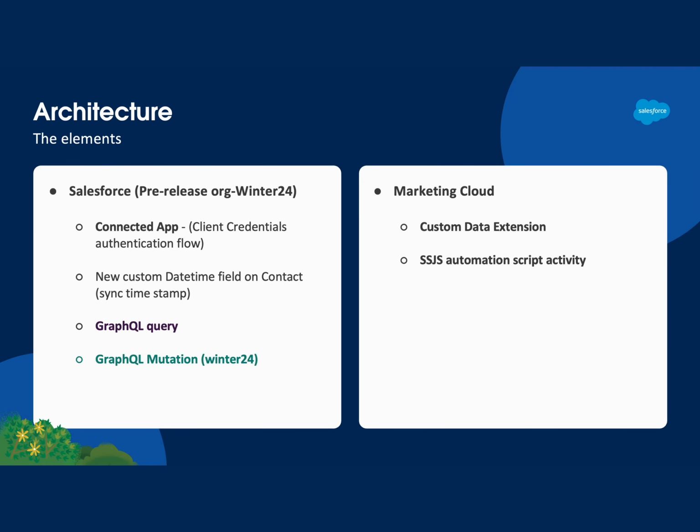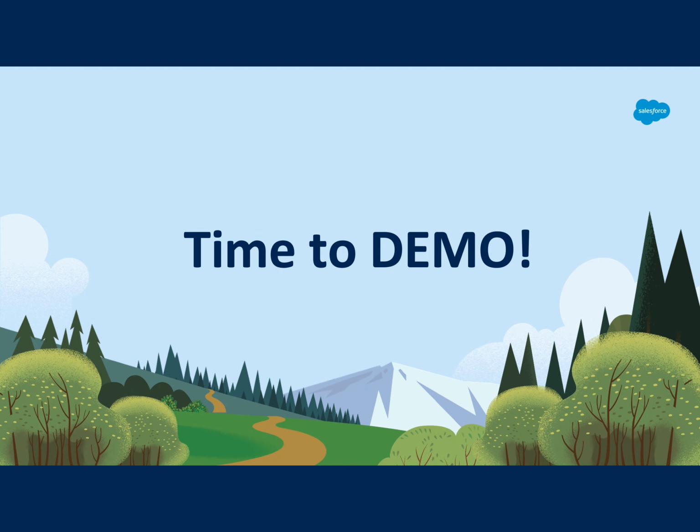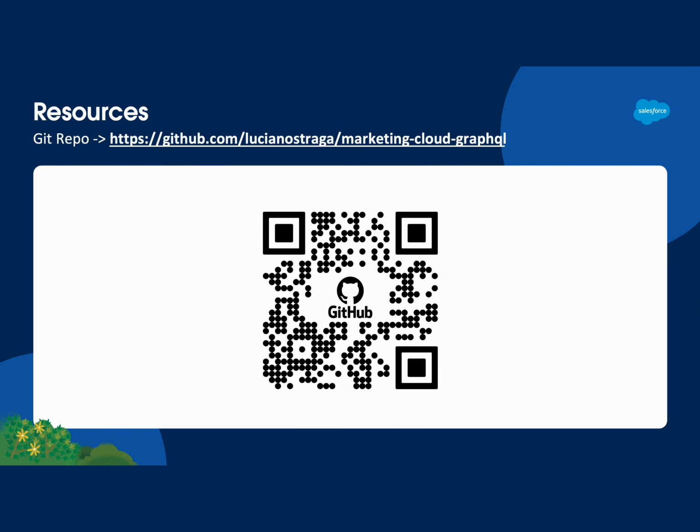So this was today's demo. All of the resources are on GitHub on this URL. You can access the QR code or go directly to the URL. You'll find there the GraphQL API, but most importantly, the script to connect to the Marketing Cloud API.